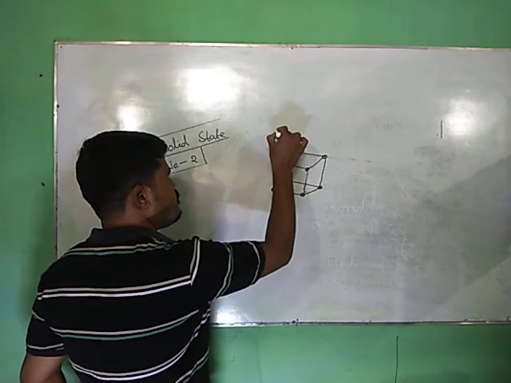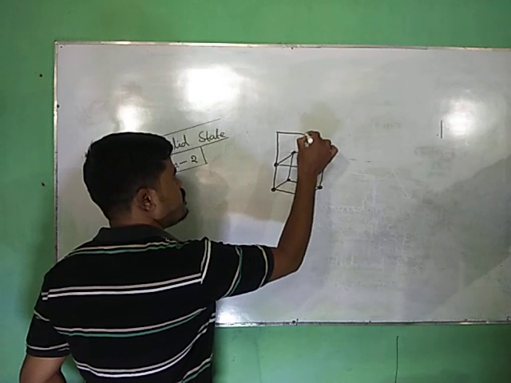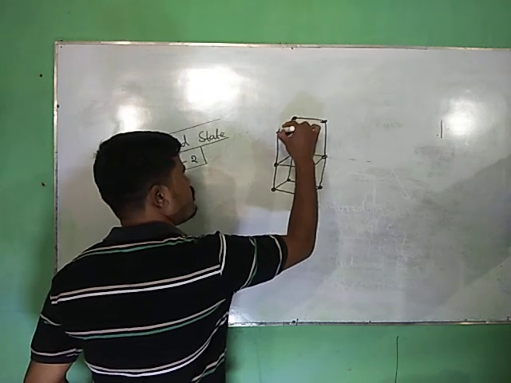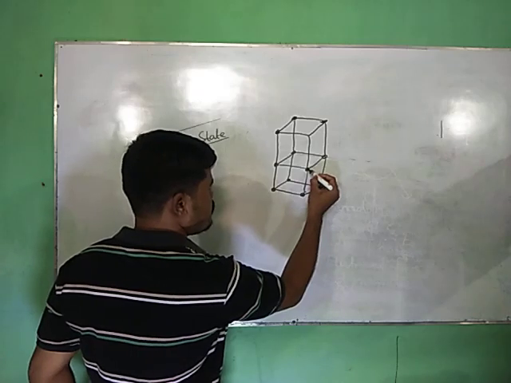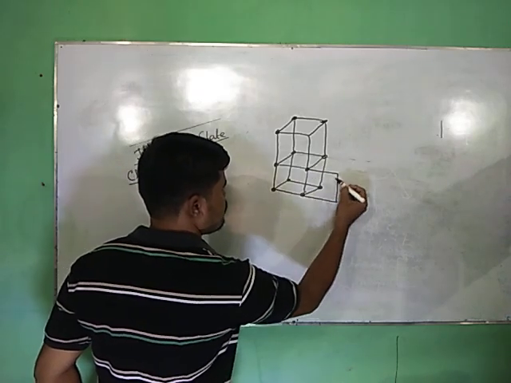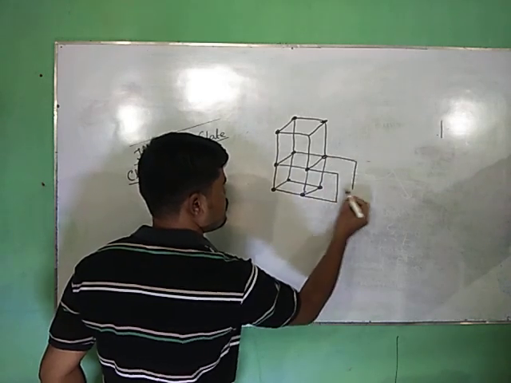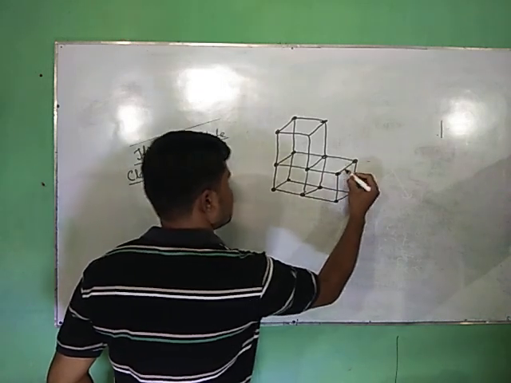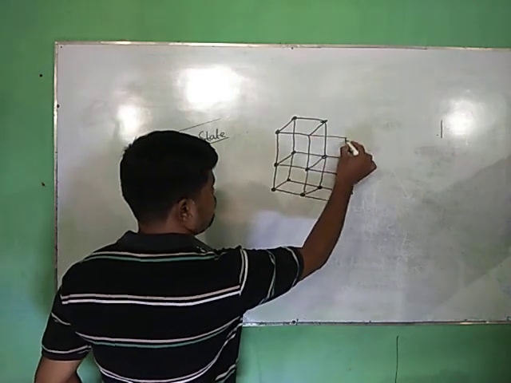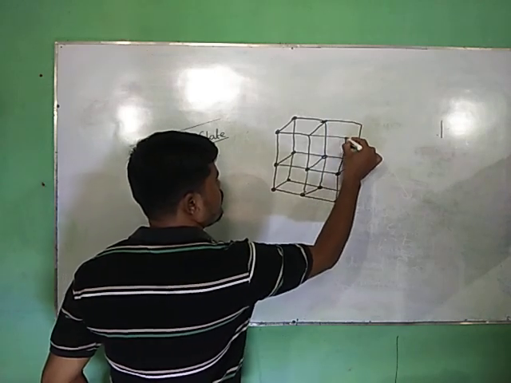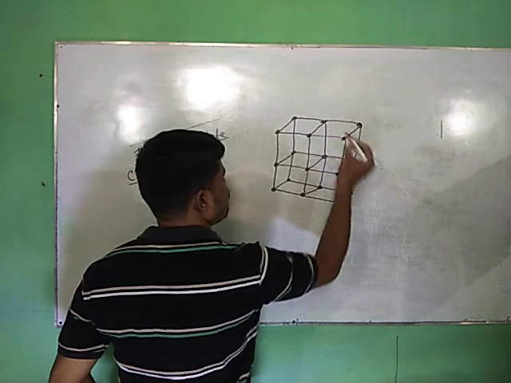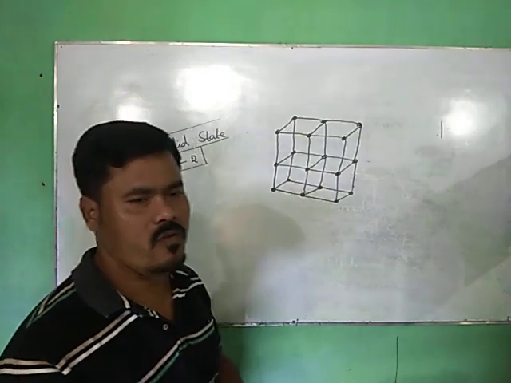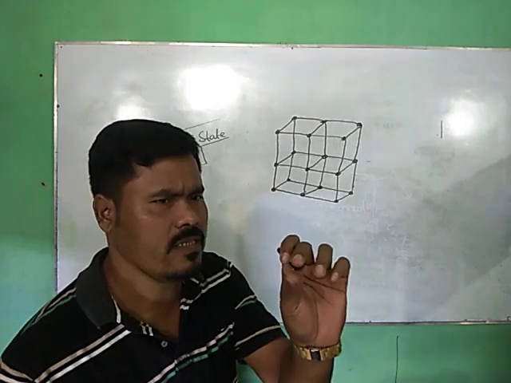I am arranging the particles in three dimensions, and in all directions I'm expanding. What happens? It will give you the crystalline lattice. Next, what will happen? Like this, we can extend this. This is a lattice of a simple cube. Cubic lattice, just a portion. I am showing just a portion.